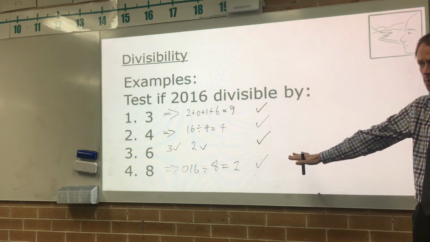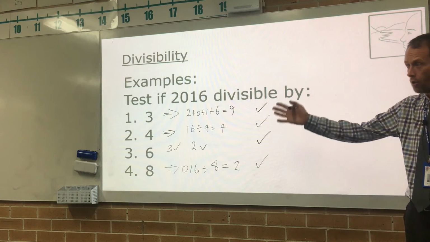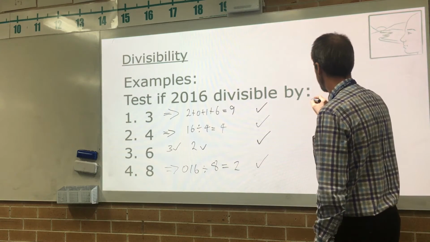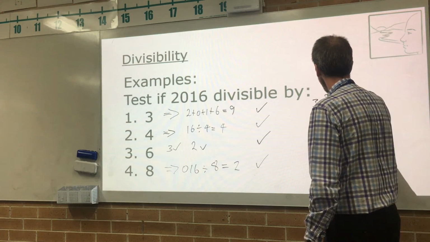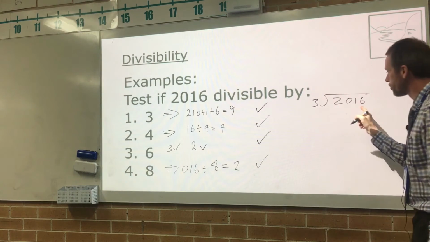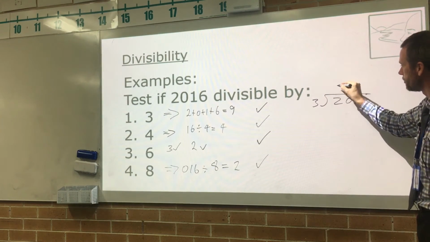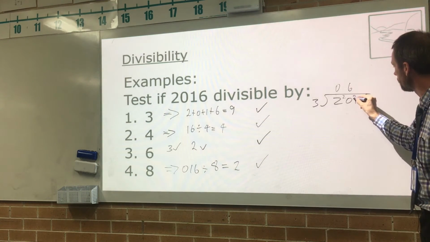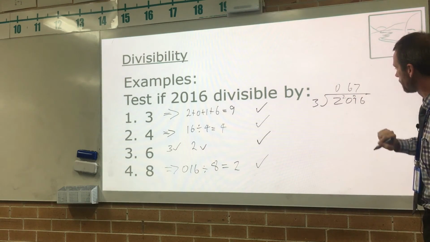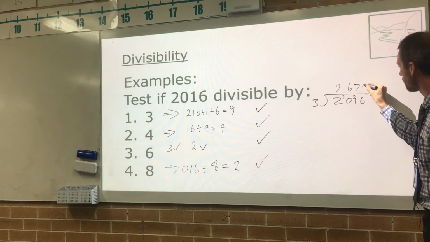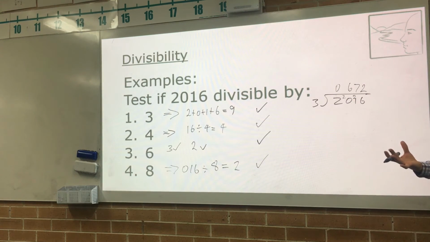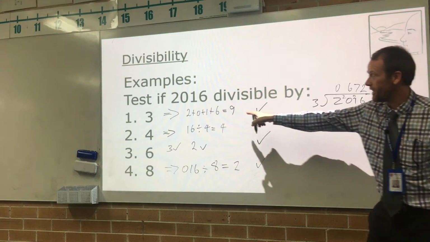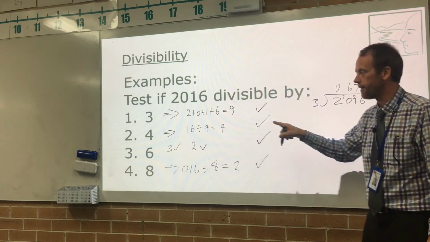Notice that we haven't asked you to work any one of these out. You could, for example, to just double check, I could do 3 into 2016. 3 goes into 2, 0 times, carry the 2. 3 into 20 goes 6 times with 2 left over. 3 into 21 goes 7 times, and 3 into 6 goes twice. Yes, it is. But if I know my test, I can get there quicker than doing that.